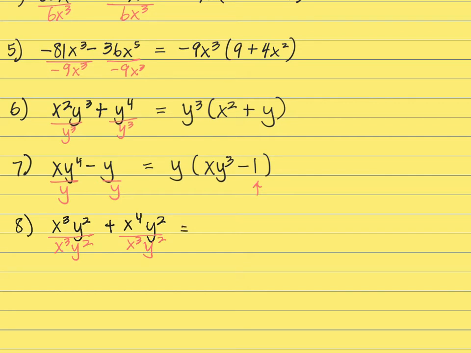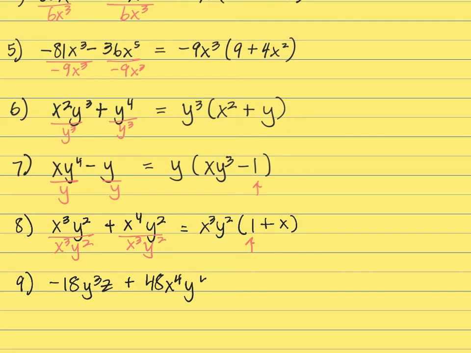All right, so this means we would have x cubed y squared, and this would be 1 plus x. So again, just be real careful with that 1. A lot of people tend to forget it, but it does belong there. All right, let's do another one. Let's up the ante a little bit. Let's make this a little bit more challenging. What if we had negative 18 y cubed z plus 48 x to the 4th y to the 4th z to the 4th.